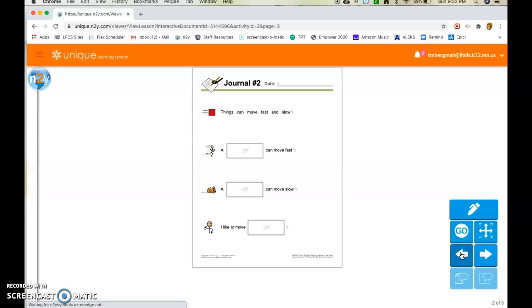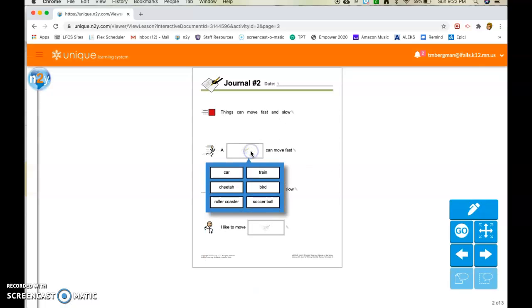Let's see what the choices are for the other ones. Things can move fast and slow. A what can move fast? This one doesn't have any pictures. If yours looks like this, remember you can use the tools at the bottom to read aloud to you. The choices are the same: a car, a train, a cheetah, a bird, a roller coaster, or a soccer ball. This time there just aren't any pictures.